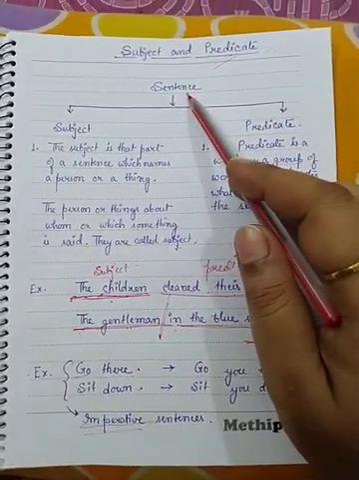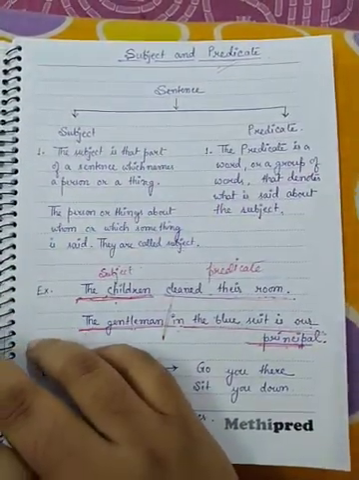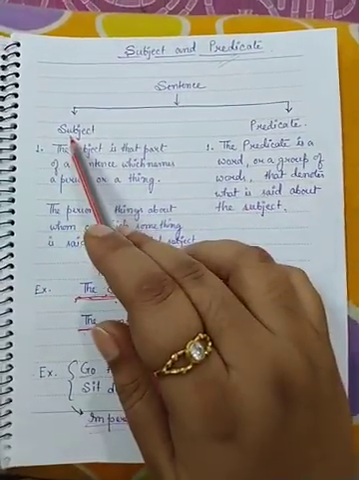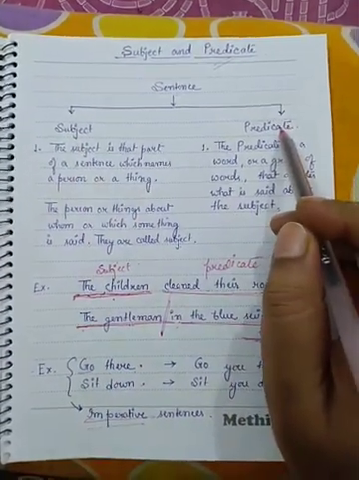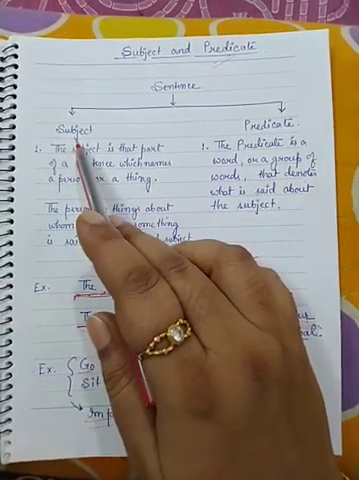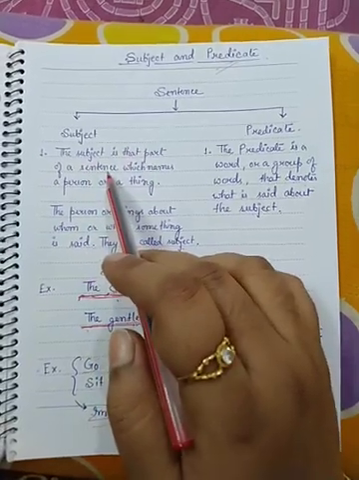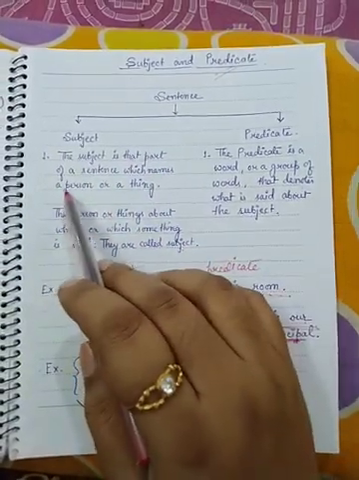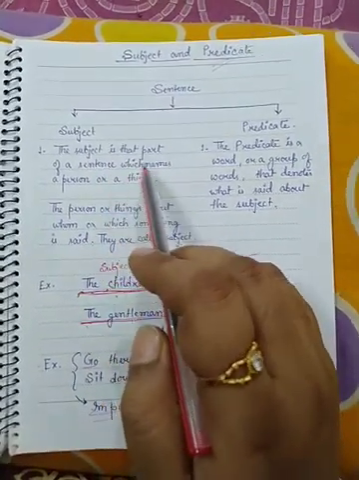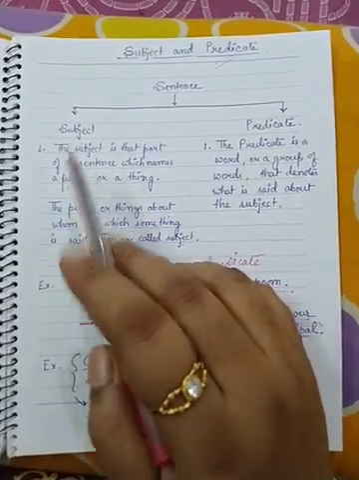A sentence is further divided into two parts. A sentence, which we have learned in the previous class, is further divided into two parts, that is subject and predicate. One by one we will learn what is subject and what is predicate. First comes the subject. The subject is that part of a sentence which names a person or a thing. So a subject is that part of a sentence which will have the name of any person or any thing.